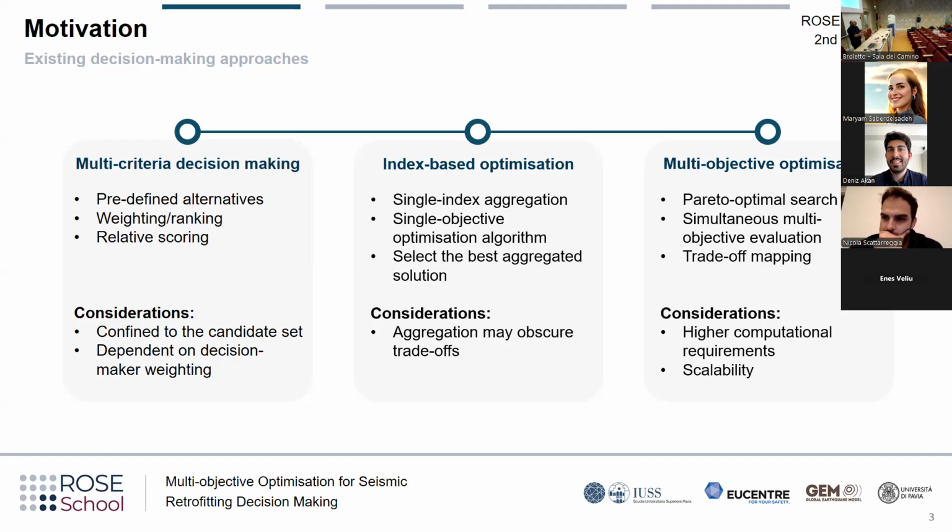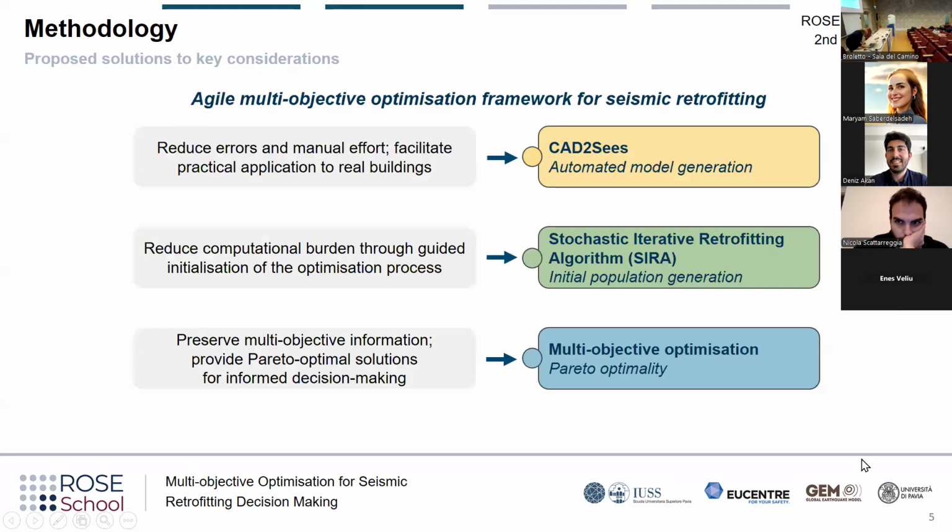Usually the way to deal with this computational burden is to shrink the solution space by clustering the structural members, or banning some floors, saying, okay, I'm not going to retrofit above the second story. But this is not scalable as a framework at the end of the day. So what I will speak about today to deal with all these considerations are three main points.